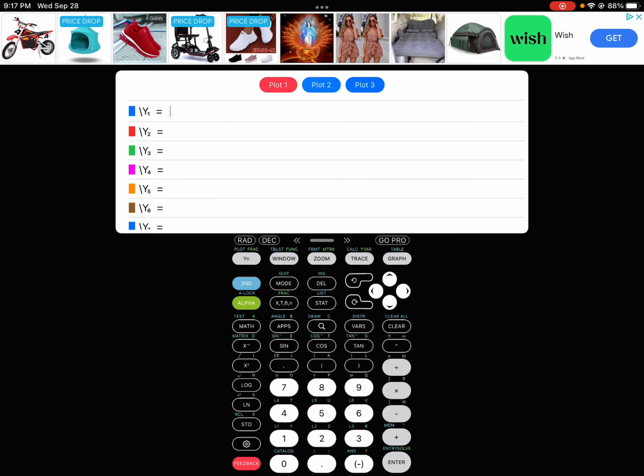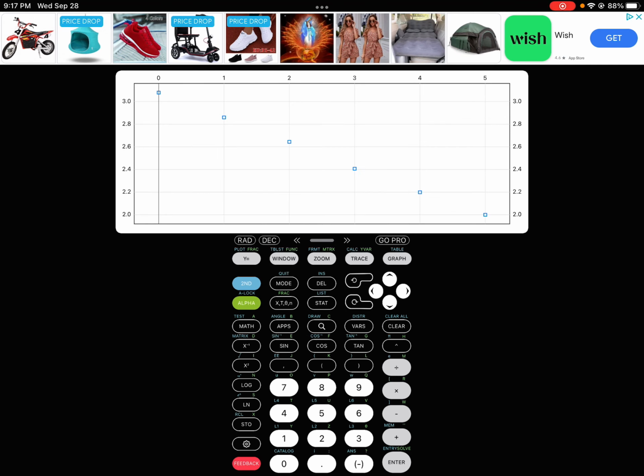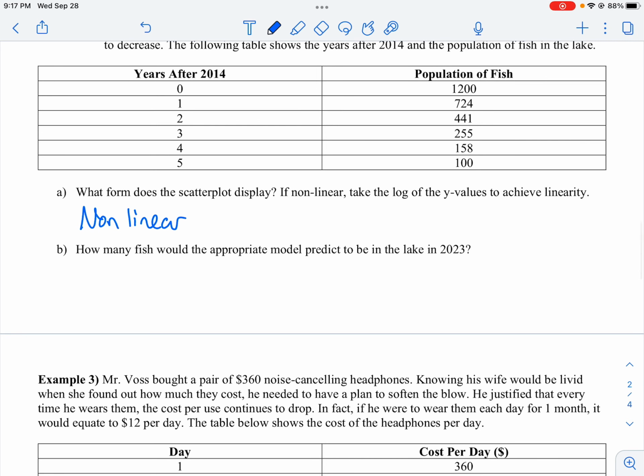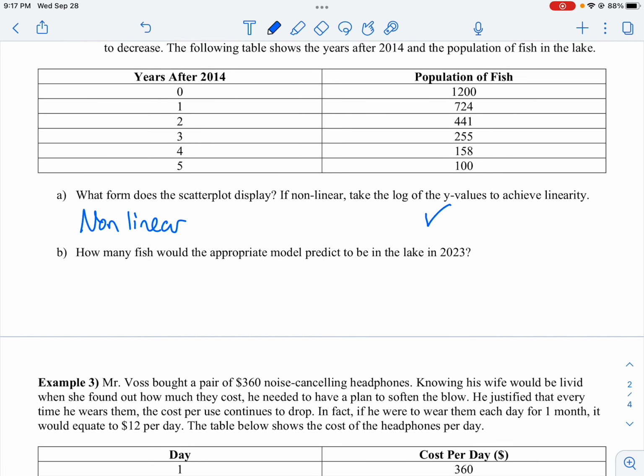But if I clear out of there, now I can see that my scatter plot, after taking the log of the y values, I've now transformed my data to achieve linearity. Okay? So, because x versus the log of y is linear, therefore, this is exponential. The log of y, x versus the log of y is linear. This is an exponential model.